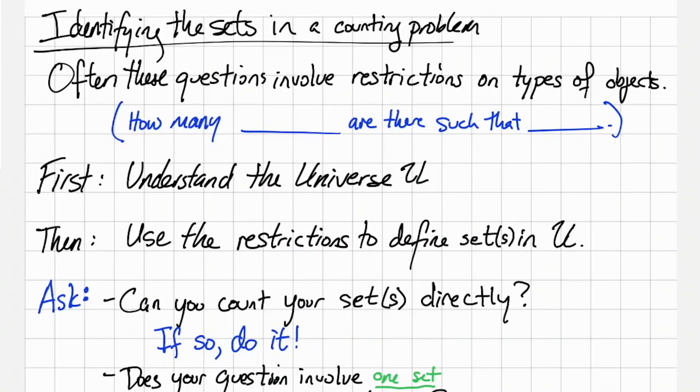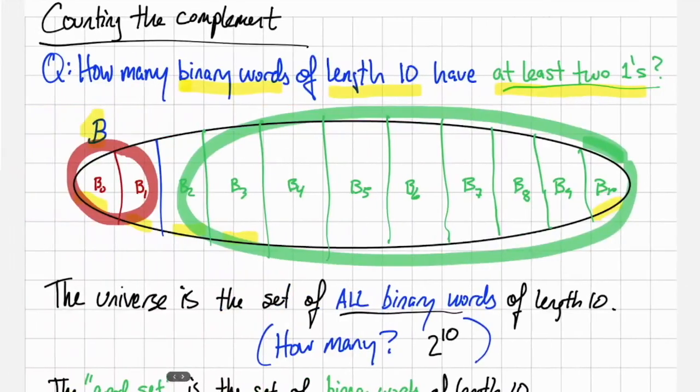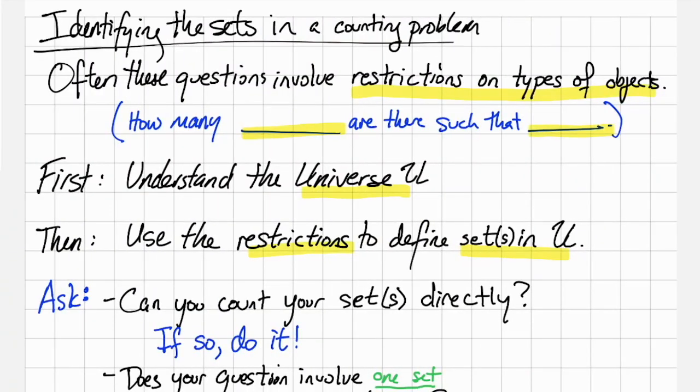This counting question was of a type that you'll see over and over again. It's a question that involves restrictions on types of objects. Both of the questions that we saw were of the form, how many somethings are there such that something is true? We've seen that here with counting the complement, and we'll see this in the next two videos as well. So how do we approach this type of question? First, we try to understand the universe, and then we use the restrictions in the question to define the sets in the universe. In the previous example, we were talking about binary words with a restriction that it has at least two ones. And that was our rule to define the set that we cared about.